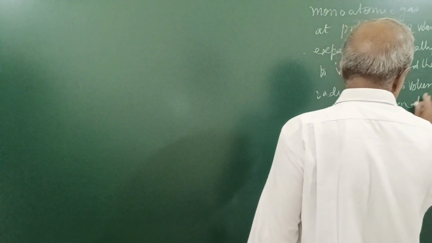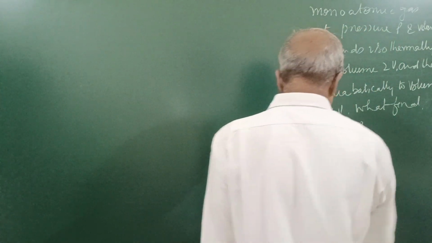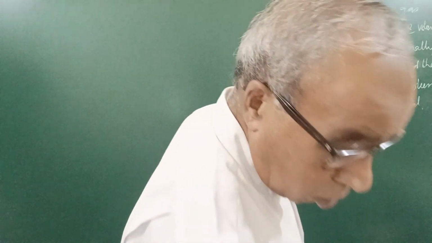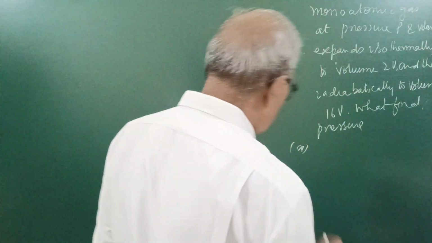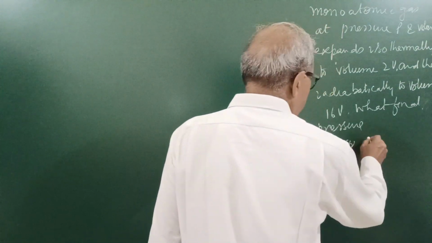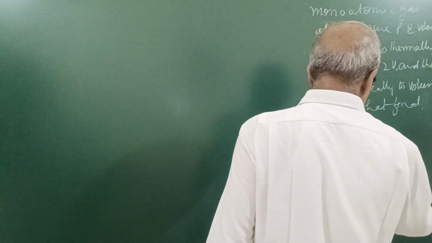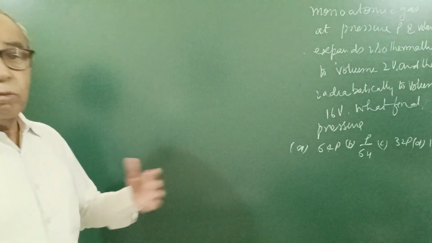Final pressure. Options are here. First option 64P. B option P upon 64. C 32P. D 16P. So you have to choose the correct answer.